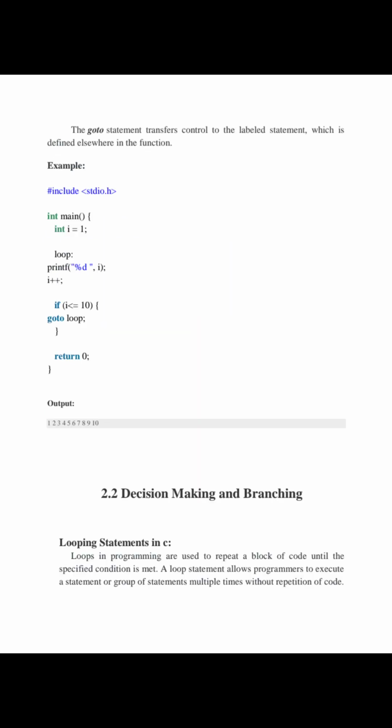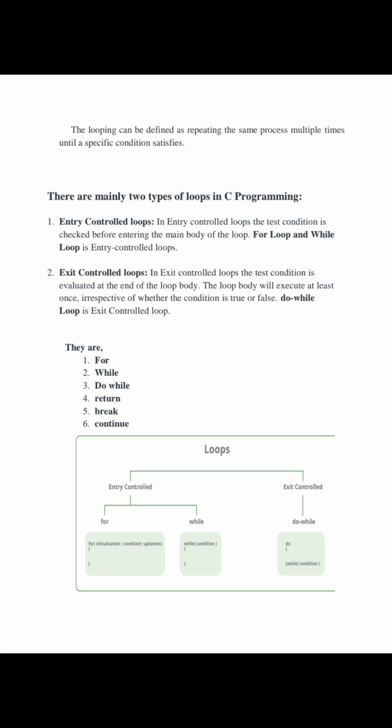Looping statements in C. Loops in programming are used to repeat a block of code until the specified condition is met. A loop statement allows programmers to execute a statement or group of statements multiple times without repetition of code. There are mainly two types of loops in C programming.